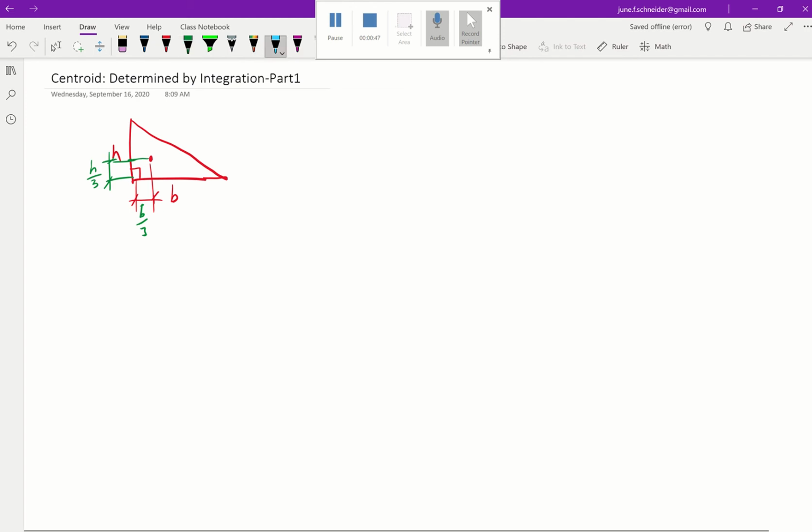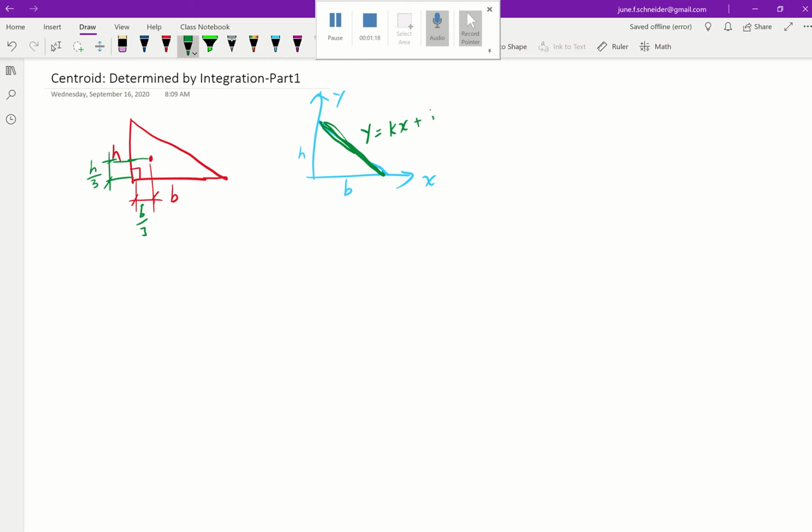In order to do that, we're going to draw our triangle and put it into an XY axis. So this is going to be our base b and the height h. Now we're going to focus on this line here, because we're going to integrate this line. This is going to be a linear line: y equals kx plus intercept.